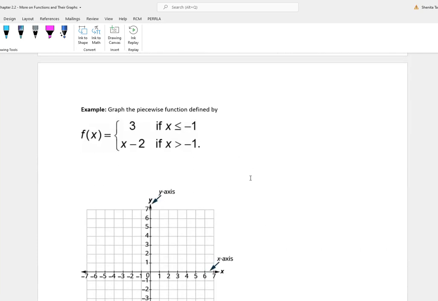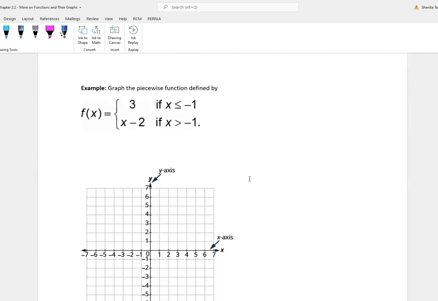So now let's talk about how to graph a piecewise function. We graph it based off of the value of x. So in this problem we have f of x is equal to 3 when x is less than or equal to negative 1, and f of x is equal to x minus 2 when x is greater than negative 1.